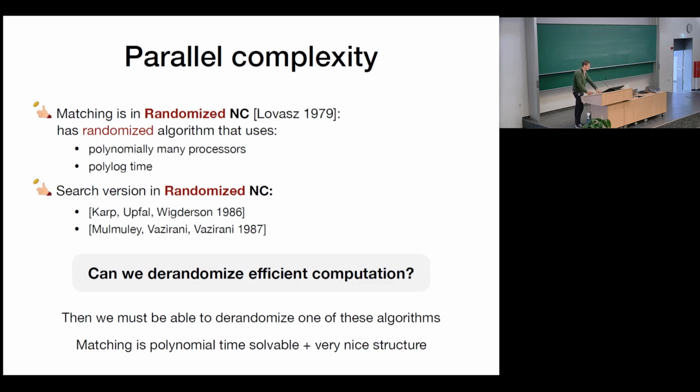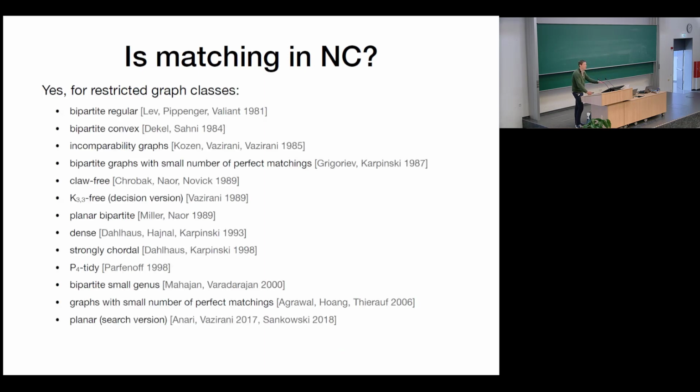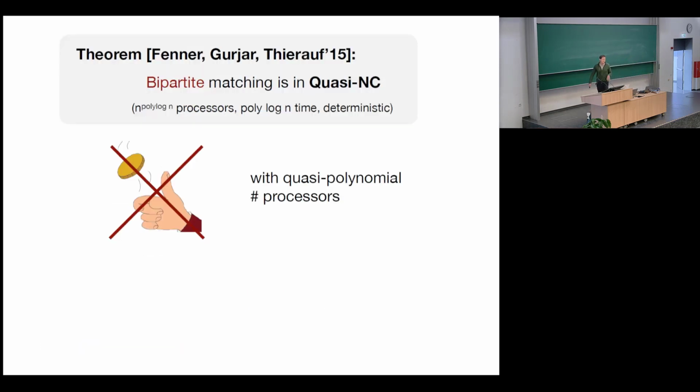Okay, so that's where we are at. So what do we know? We know a lot for restricted graph classes, but it's not even known how to do it deterministically for bipartite graphs. So that's a little bit sad. But in 2015, and this is one of my favorite papers, Fenner, Gurjar and Thierauf made major progress. They basically almost solved the question. If I'm not using any coins, it's deterministic. The only issue, the reason that they didn't really solve the problem, is that they use n to the power of polylog n processors compared to polynomially many processors. Otherwise, they completely de-randomized the randomized approach for bipartite graphs.